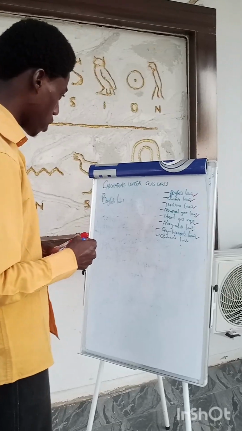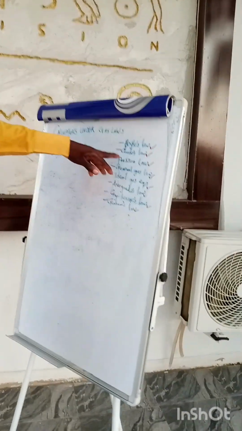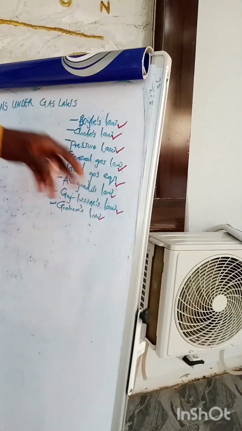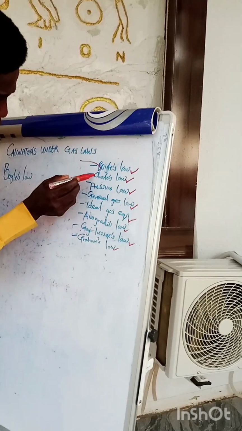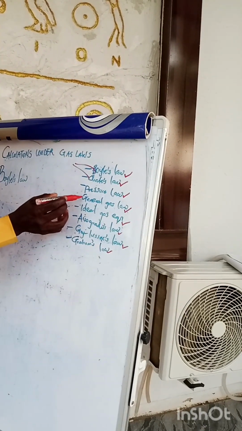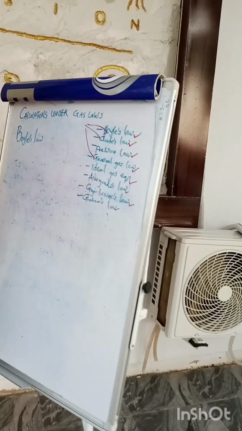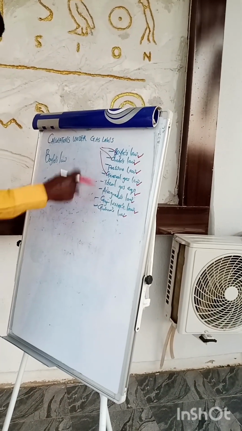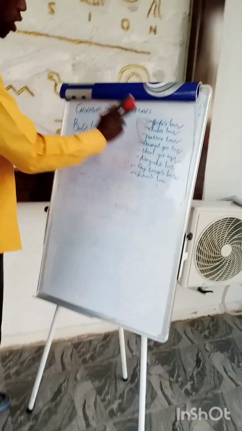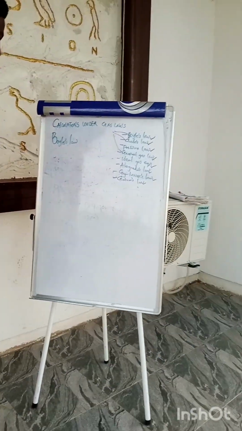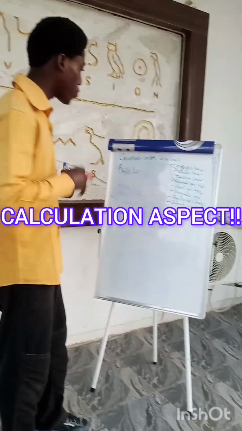So now we'll be looking at Boyle's law, Charles' law and its calculation, then the general gas law. That's what we'll be looking at. We'll look at the calculation under these laws, and in the next video we'll look at the rest. Let's ensure we follow closely. Boyle's law, Charles' law, general gas law. So we'll be dealing with the calculation part, calculation in chemistry.